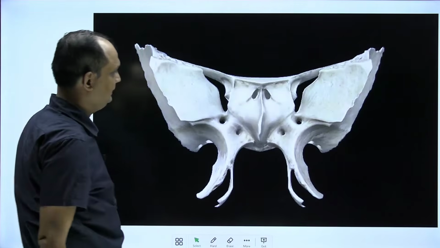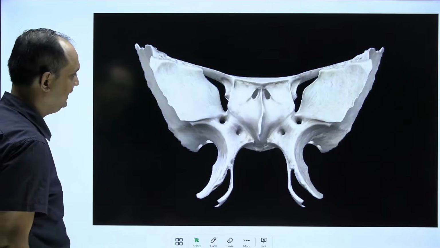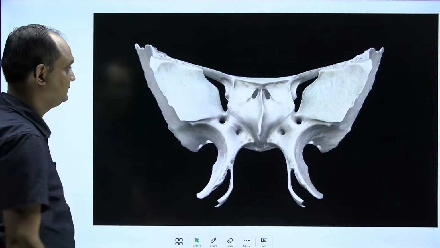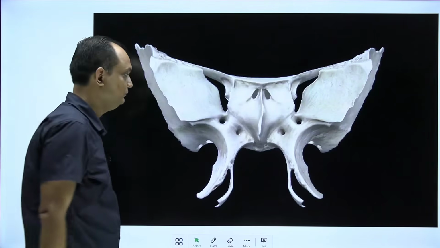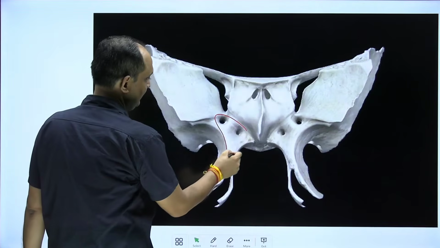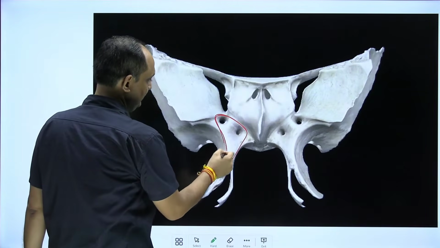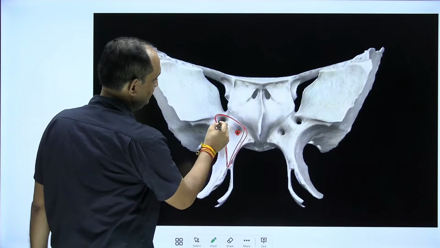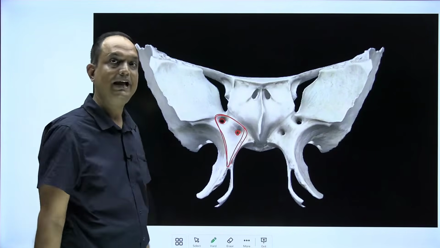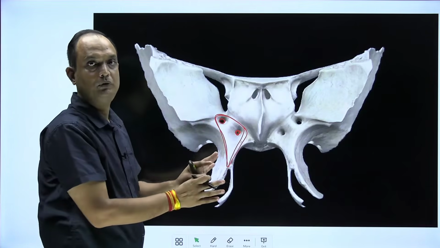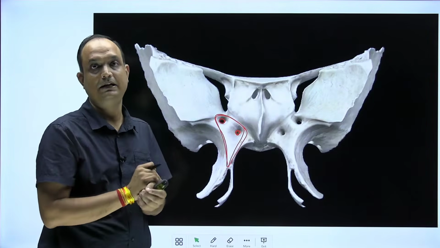Now the important thing you have to understand is that when you see this bone anteriorly, and if I have to mark the area of the pterygopalatine fossa, this is the area of the pterygopalatine fossa. Now in this area you can see that there are openings present in the posterior wall of the fossa. Why am I saying posterior wall? Because in front of this bone, you still have the maxilla and palatine bone.